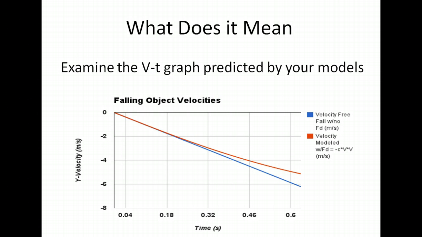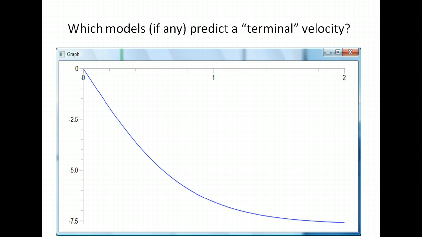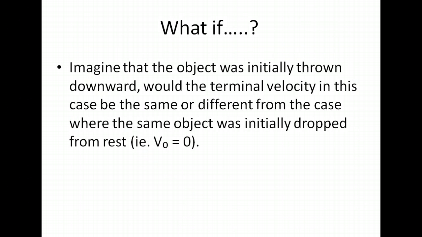What does it mean? Examine the v-t graph predicted by your models. There is the v-t graph showing free fall in blue and the modeled velocity using the proportional to v squared model for the falling object. Here you see I extended the time of fall from the 0.6 seconds actually observed to about 2 seconds, and you see the velocity levels out. This is terminal velocity of 7.5 meters per second.